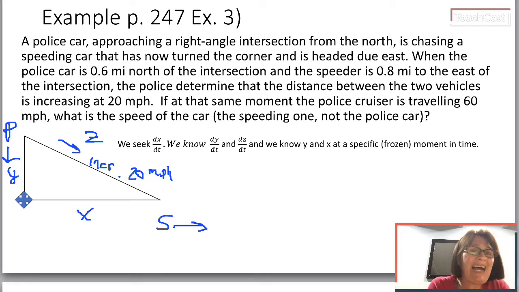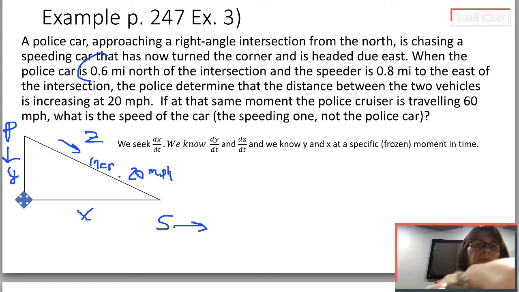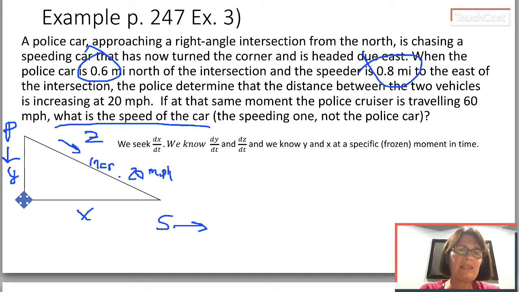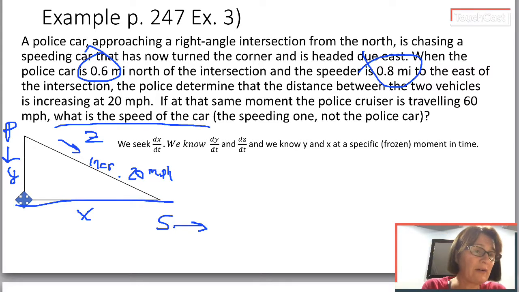Well, the thing is, those three sides of that triangle are not staying still. They're changing. So I don't want to freeze the picture at, for example, 0.6 miles and 0.8 miles. Y and X are changing, so Z is changing. But now that I have this picture labeled, the thing I was supposed to find, what is the speed of the car? So at what rate is this X distance getting bigger? Assuming it's getting bigger. It seems like it's getting bigger, because the speeder wouldn't stop and go back toward the cop, right?